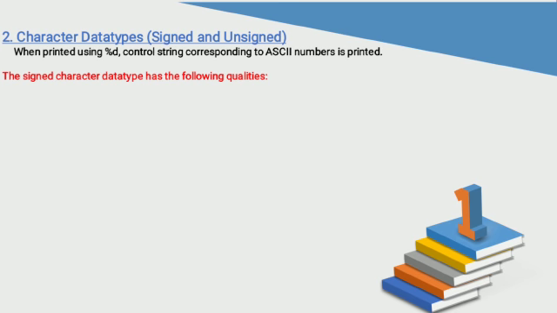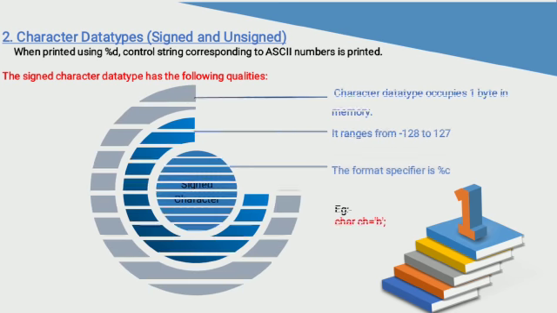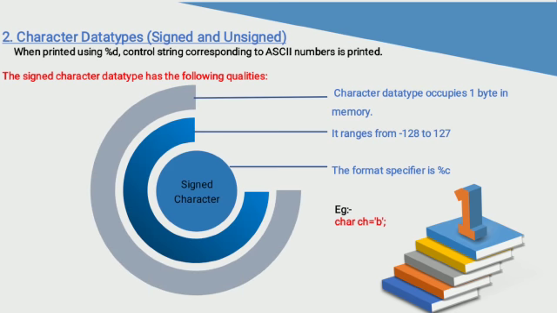The signed character data type has the following qualities. The character data type occupies 1 byte in memory. Since it occupies 1 byte, 1 into 8 that is equal to 8 bits. So 2 power 8 divided by 2 equal to 128. Therefore, it ranges from -128 to 127. The format specifier is %c. Example, char ch is equal to b.